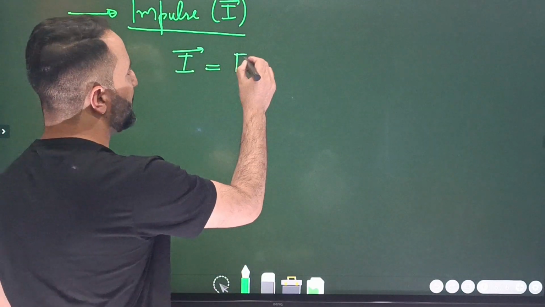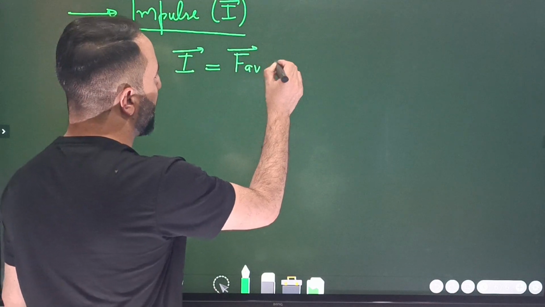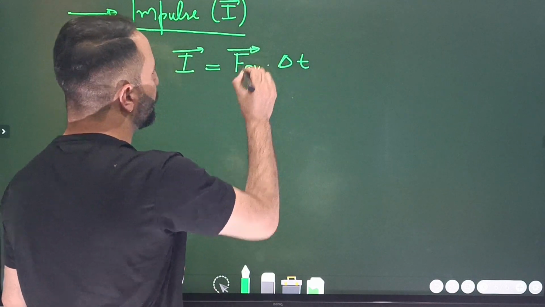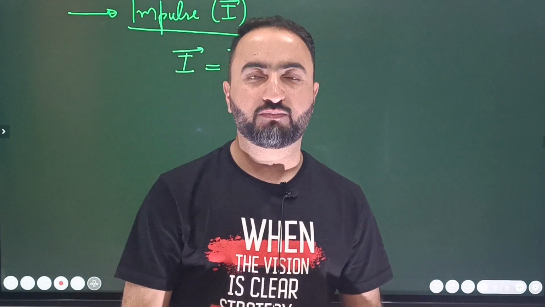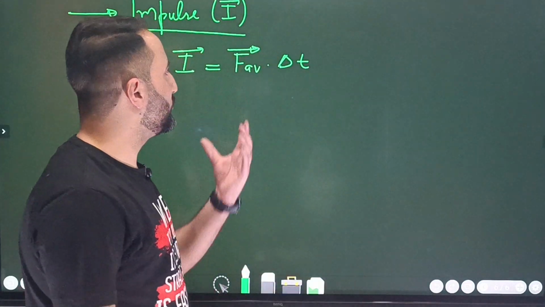Rather it is defined like this. It is defined as the average force multiplied by delta t. What is the force exerted on a particle and for how much time that force is applied? The product of these two is called the impulse.